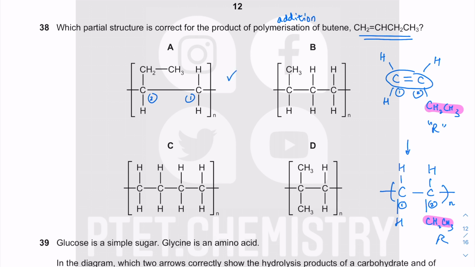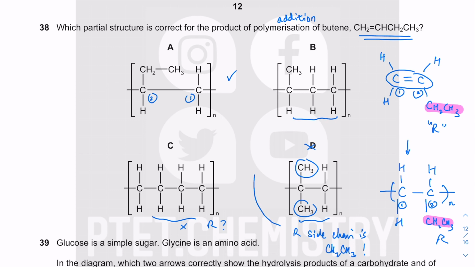This is actually correct already, and this is wrong because where is your R group? This is wrong because CH3 and CH3. This is CH2 CH3. Your R group side chain is CH2 CH3. Okay, so D is wrong, and here this is wrong as well because of the same reason.